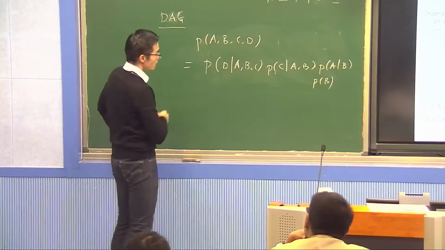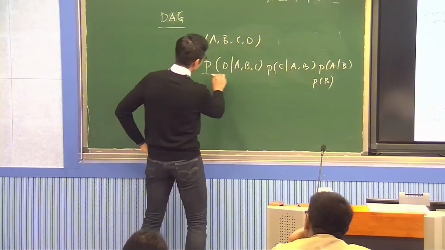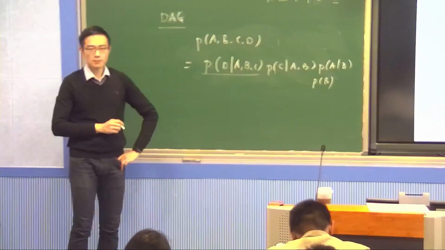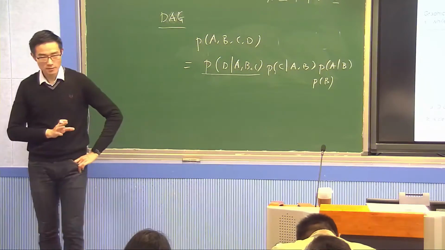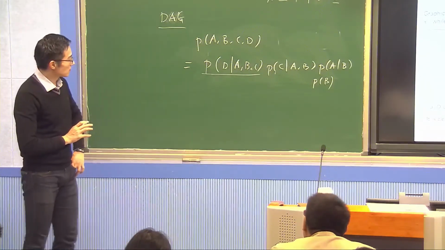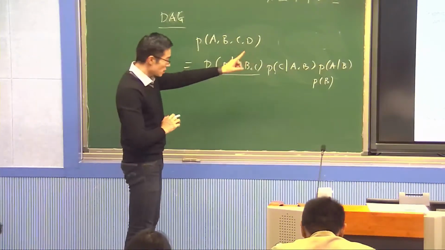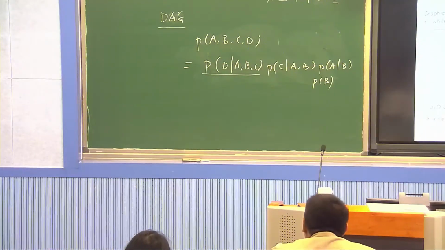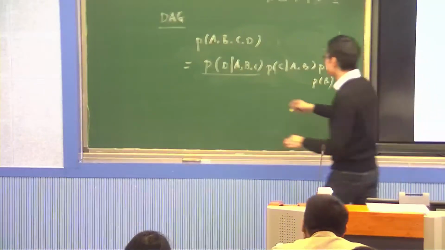But according to this graph, what is P(D given A, B, C)? Remember the Bayesian network property. P(D given A, B, C) would just be equal to, do people have an answer? Can I simplify this?